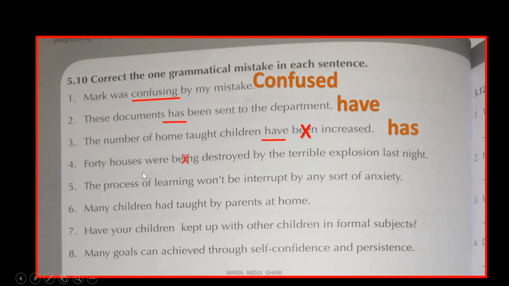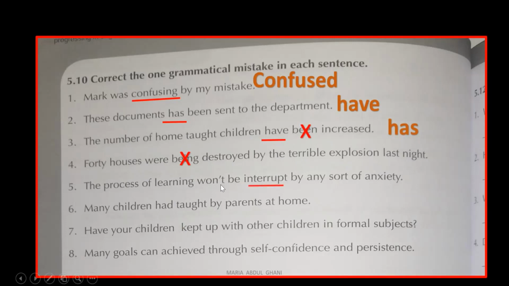Number 4, 40 houses were being destroyed by the terrible explosion last night. When we say last night, it's past simple tense. And it is past simple tense, so you have to put it as helping verb plus past participle. What is the helping verb of the past simple tense? It's was or were, not being. Being is the helping verb of the past continuous. It's not past continuous at all. So here, 40 houses were destroyed by the terrible explosion last night.